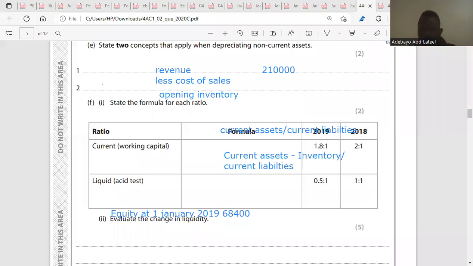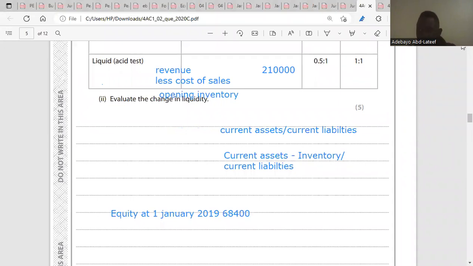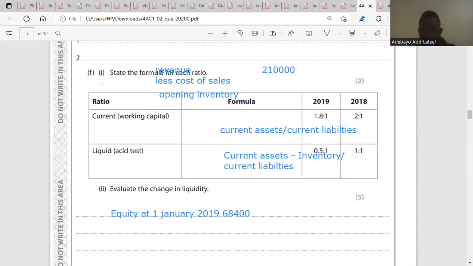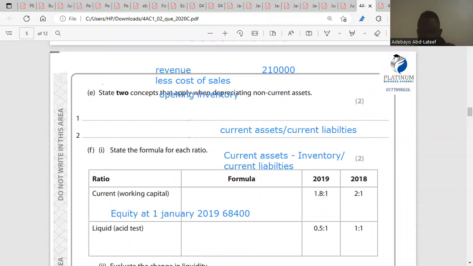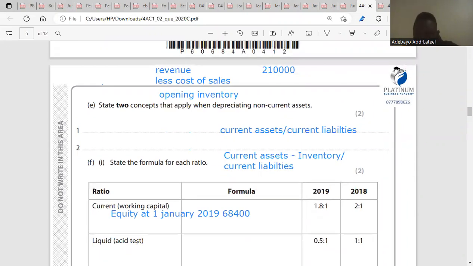Yeah, it is. Okay, so they said we should evaluate the change in liquidity. Based on what we have here, liquidity changes from 2018, where we have 2:1, to 2019, which is 1.8:1, right? So first, what do we use the current ratio for? We use the current ratio to determine the financial strength of a business. That is what we use the current ratio for.